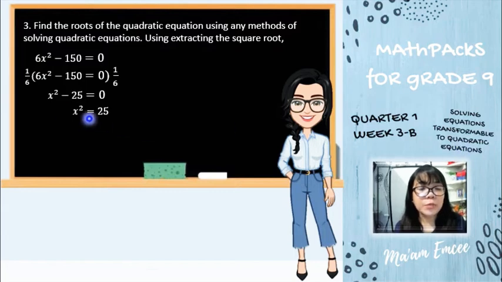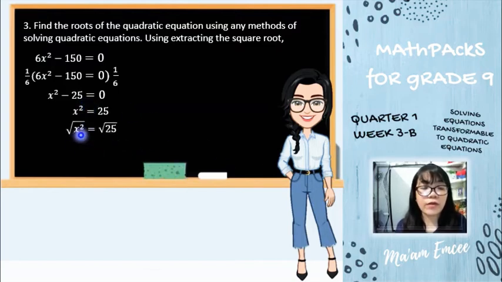We transpose negative 25 to the other side. So if we transpose negative 25 to the other side, this will become positive. That is why we have x squared equals positive 25. Our target here is to get the value of x. So we need to get rid of the exponent 2. To get rid of that exponent 2, we need to get the square root of both sides of the equation. So we need to get the square root of x squared and the square root of 25.